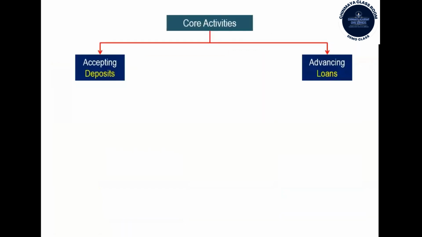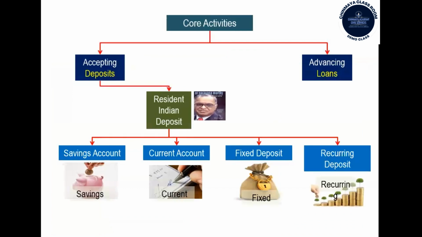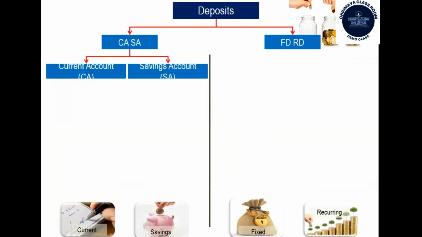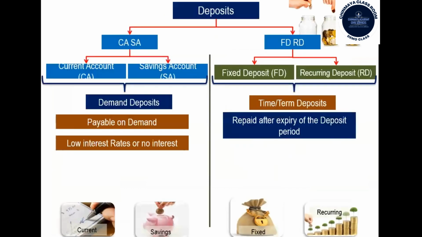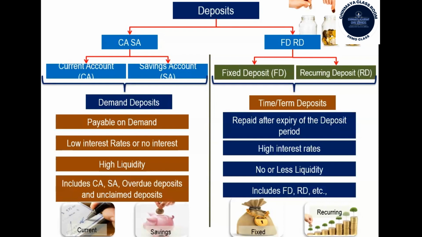Fine. So then we saw various accounts, which are CASA as well as FDRD. Since I'm operating on a different laptop, the fonts might have changed slightly, but that is not a problem. Guys, when it comes to understanding CASA and FDRD, there is a life lesson.